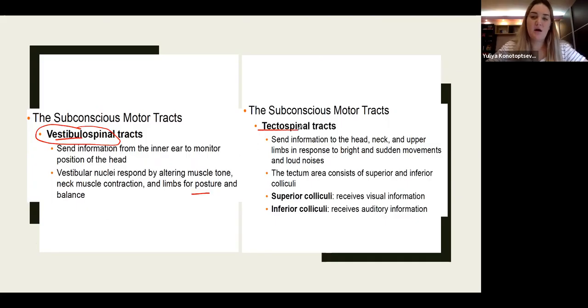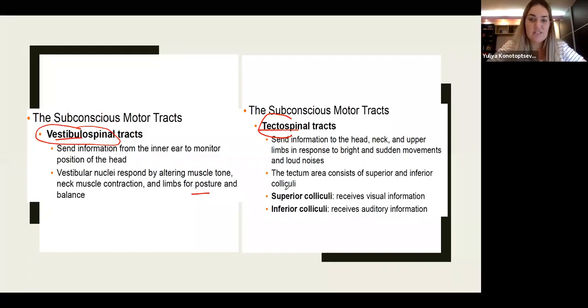Tectospinal tracts are responsible for this. So if I clap right now, all of you should have blinked like that. That's the tectospinal tract, because it's your reaction to loud noises, your reaction to bright colors, your reaction to all of these sudden movements, right? So you always do these jerky movements. Your body always tries to protect itself, right? So that's the tectospinal tract. It's fully involuntary. You cannot control it.